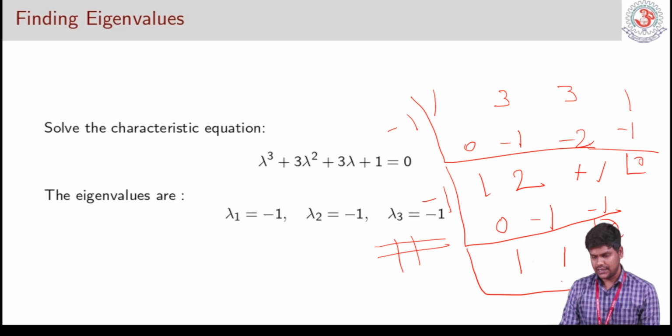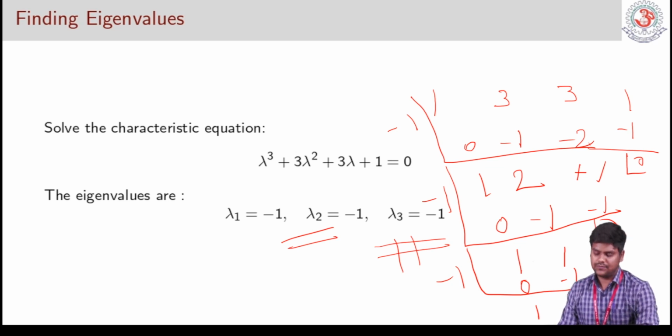So next here we need to get minus 1, 0, 0, 1. So again put minus 1. So minus 1 into plus 1 will be minus 1, 0. So our corresponding eigenvalues are minus 1, minus 1, minus 1. See here all the eigenvalues are same. So next we are going to find the eigenvector for this same eigenvalue.